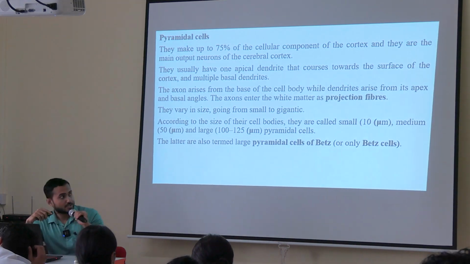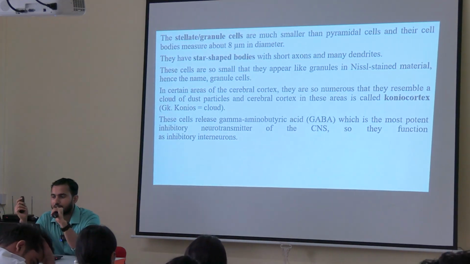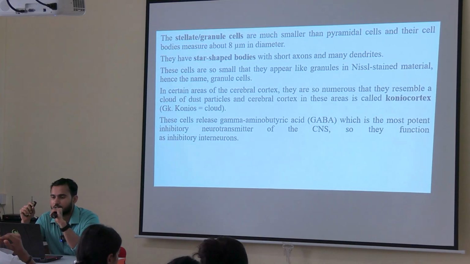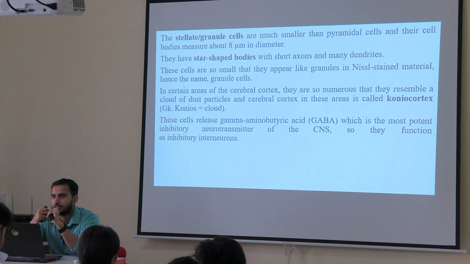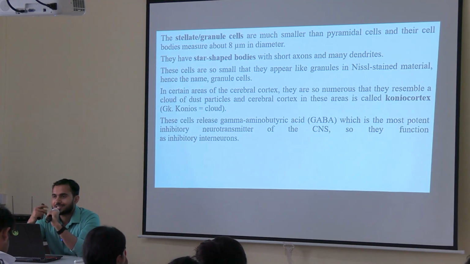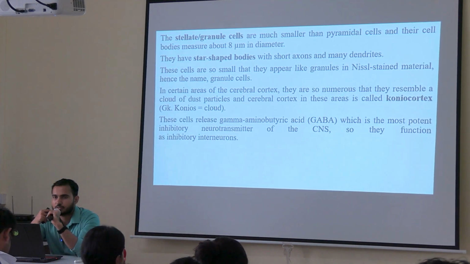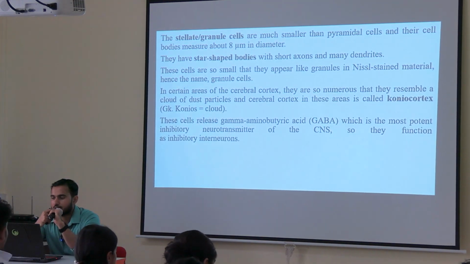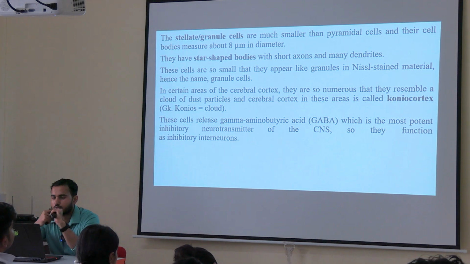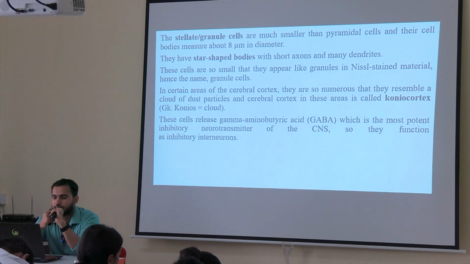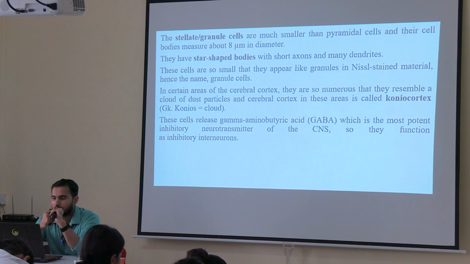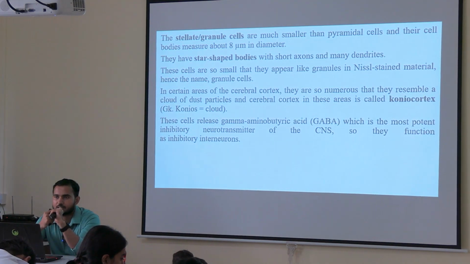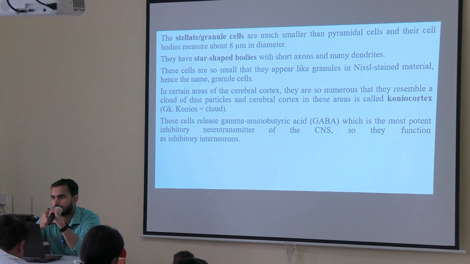Next is the stellate cell or granule cell. They are much smaller as compared to the pyramidal cell. The size is only 8 micrometer. Now what is the shape? It is star shaped. Stellate cell means star shaped. Under the microscope, the appearance is just like dust of cloud particles. That's why the cerebral cortex where these cells are present is called neocortex.